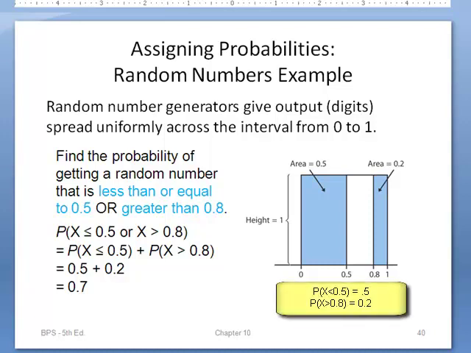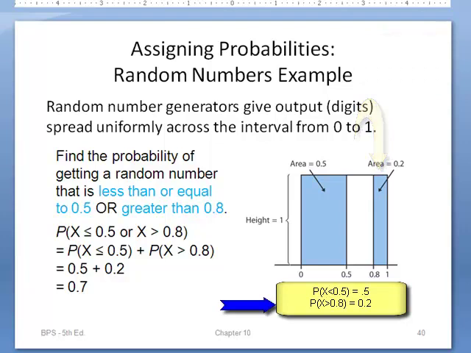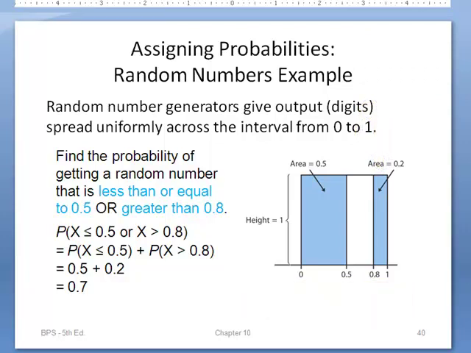We could talk about probabilities greater than 0.8. Well, the distance from 0.8 to 1, the way we find that is we say 1 minus 0.8. That gives us a distance of 0.2. So the area would be 0.2 times 1. So the probability that x is greater than 0.8 is 0.2. So the example that we see here on this slide, it wants to know what's the probability of x being less than 0.5 or x being greater than 0.8.